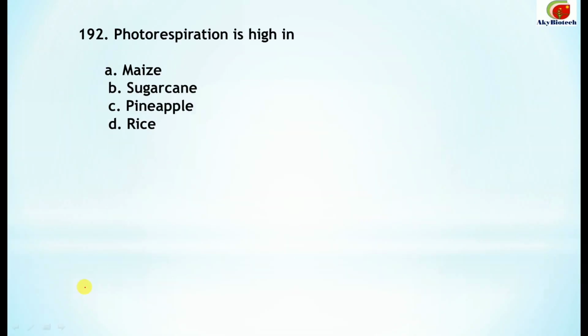Number 192. Photorespiration is high in rice. This is the correct one.